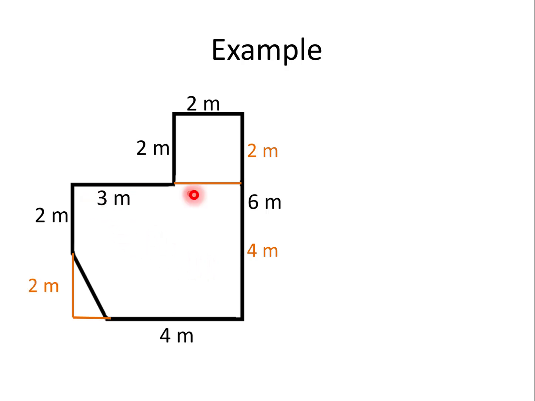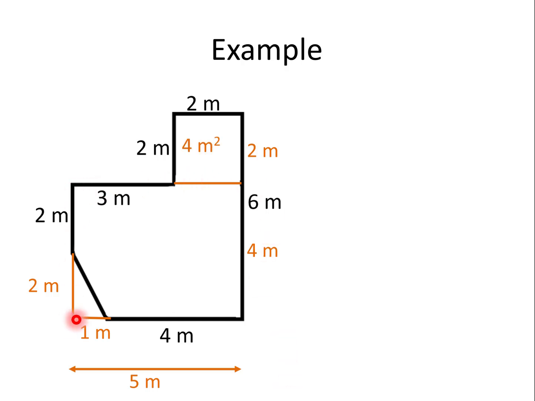Now if I look at this rectangle, the whole length must be the 2 here plus the 3 here, giving a length of 5 meters. And so across here I've got 4 meters here, so this bit here must be 1 meter. I can now work out areas. If I look at the square at the top to begin with, 2 times 2 is 4, so that part there is 4 meters squared.